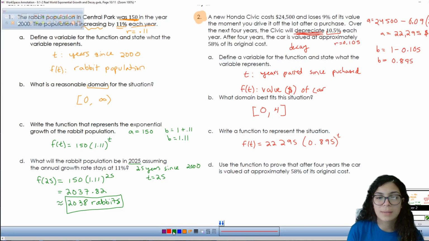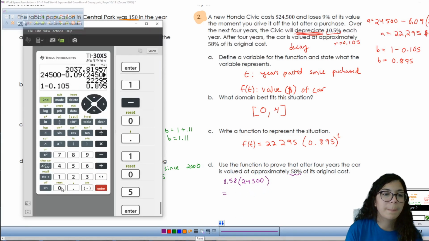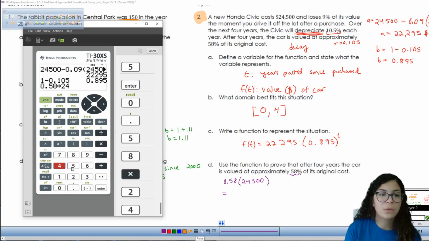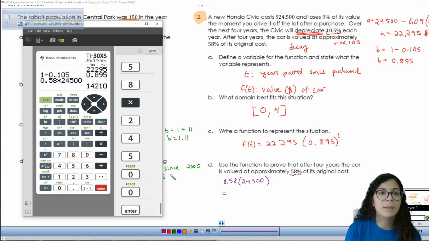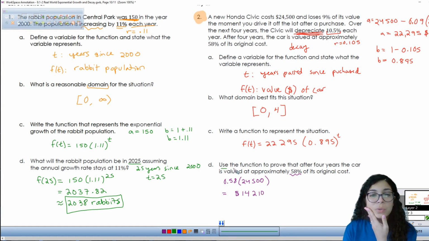And the last question asks us to use the function to prove that after 4 years, the approximate value is 58% of the original cost. So let's go ahead and find what 58% of the original cost is. Now, the original cost was $24,500. And 58% of that, 0.58 of that original price, is $14,210. So they're saying that it would be $14,210.